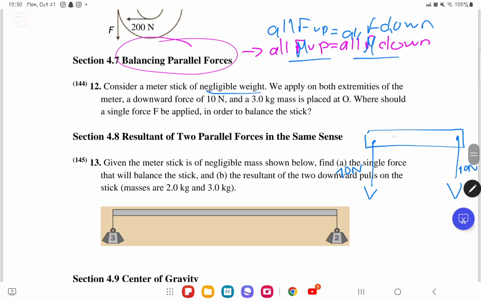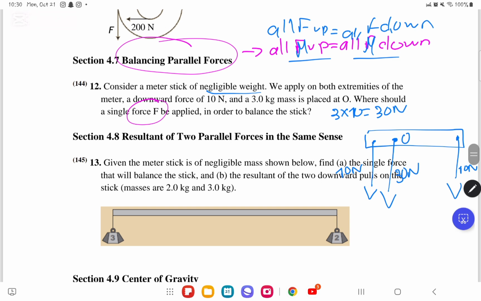And they also told us at point O, let's say point O is over here, they added a 3 kg mass. So if we're going to convert it to a force, it will be 3 times 10, which is 30 newtons. How did we change from kg to force? We just multiplied it by 10. So now they said, where should a single force F be applied in order to balance the stick?